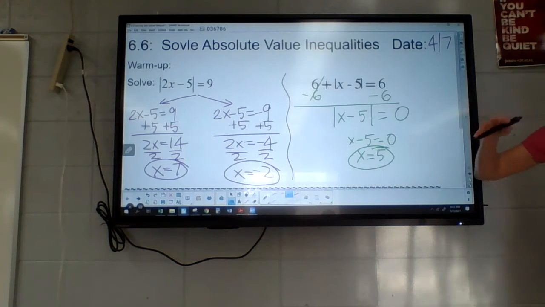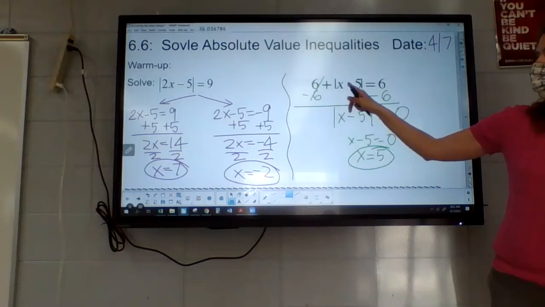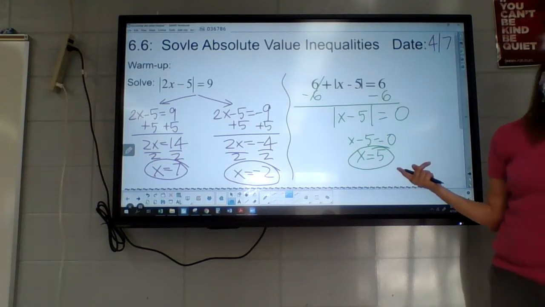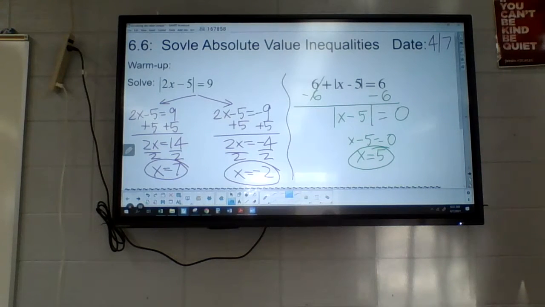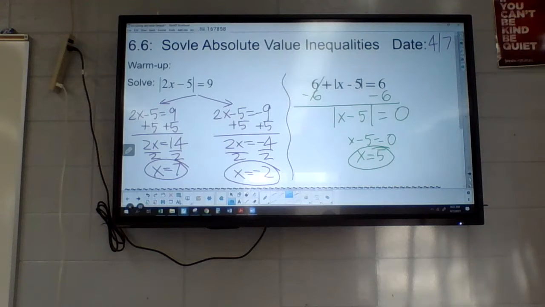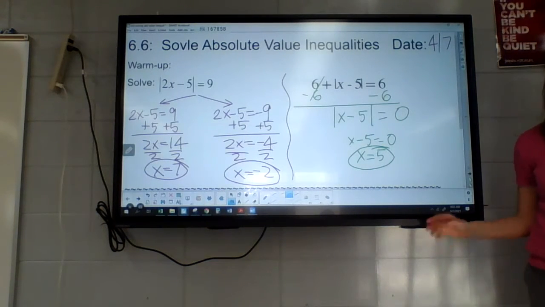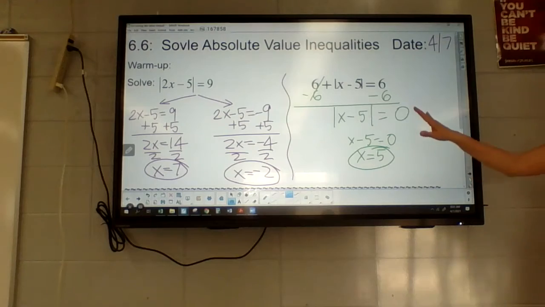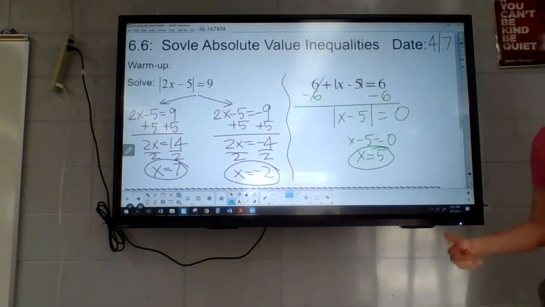So if you did try to set up two equations the way it was, and you got like negative 7 as your answer, I just want to show you guys, you can always check that to see if that works. If I do negative 7 minus 5, that's a negative 12, but I have to take the absolute value of that, which is 12. And 6 and 12 is obviously not going to equal 6. So if you're ever unsure, you can always check your work. So we do only get one answer in this case because it needs to equal 0. Okay?